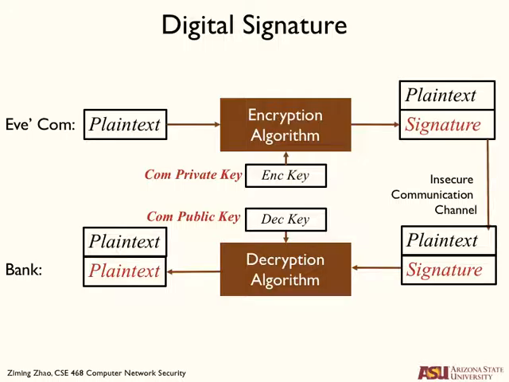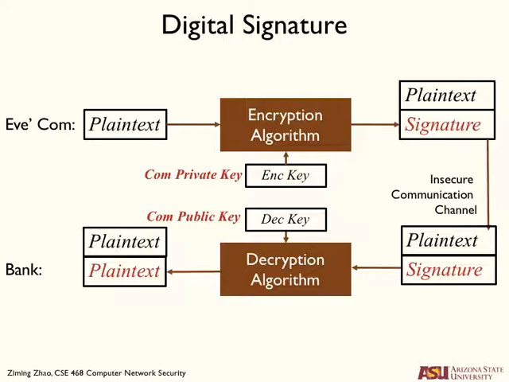So in this case, the bank always knows whether this message is from the company or from someone else, like Eve. But the problem here is we're using plain text encrypted with the company's private key. The output, we call it the signature, will have the same size as the plain text. So what if the plain text is huge? It's 1 TB. Then the signature will also be 1 TB. That will be a huge problem.